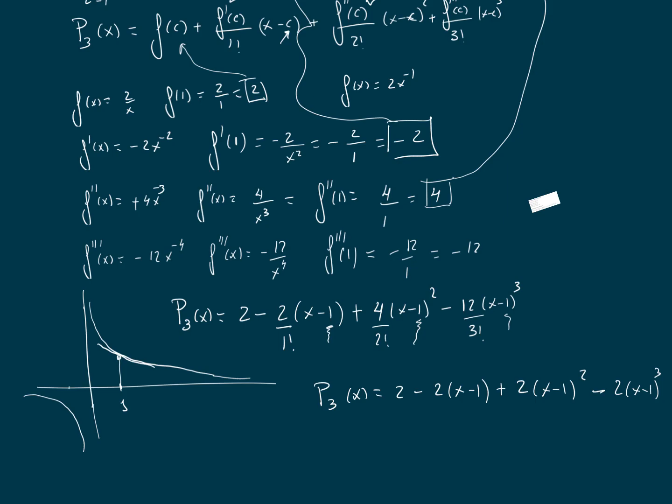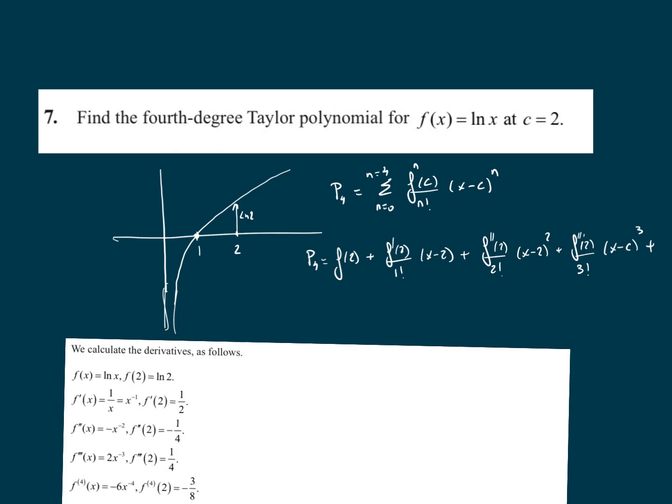Okay, let's go to the next problem. This problem says find the fourth degree Taylor polynomial. So you have to work until the fourth derivative. So the function must agree in the value of the function at c equal 2, in the first derivative of the function at c equal 2, in the second derivative of the function at c equal 2, and the third and fourth.